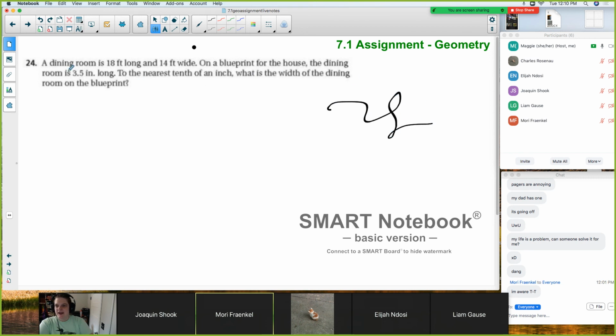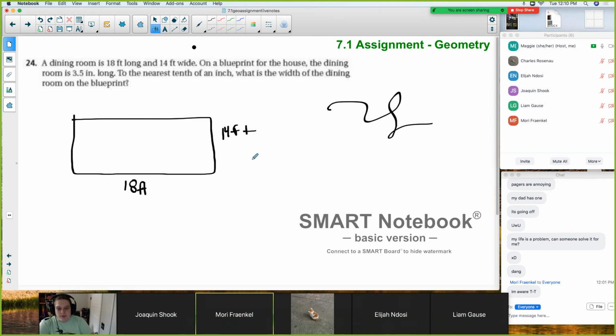Whoa, okay. A dining room is 18 feet long and 14 feet wide. Good. Okay, so dining room. And we've got 18 feet long and 14 feet wide. On a blueprint for a house, the dining room is 3.5 inches long. So 3.5 inches long. And then we don't know, to the nearest inch, what is the width of it on the blueprint.